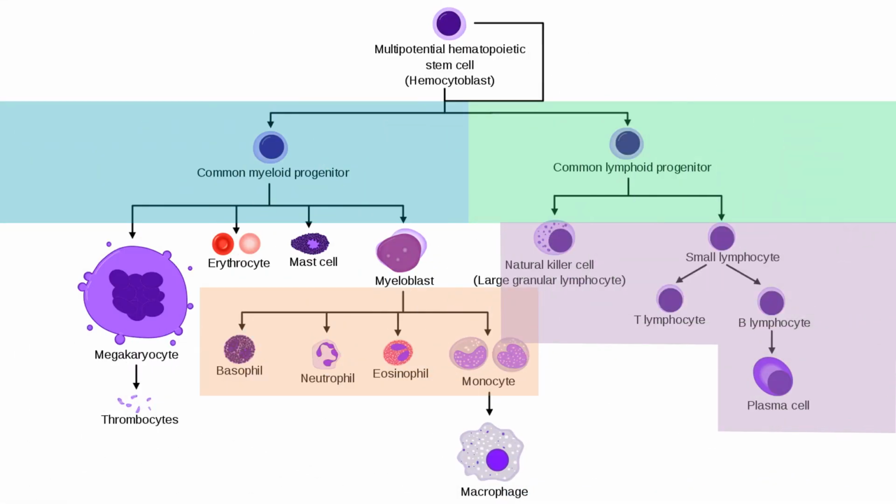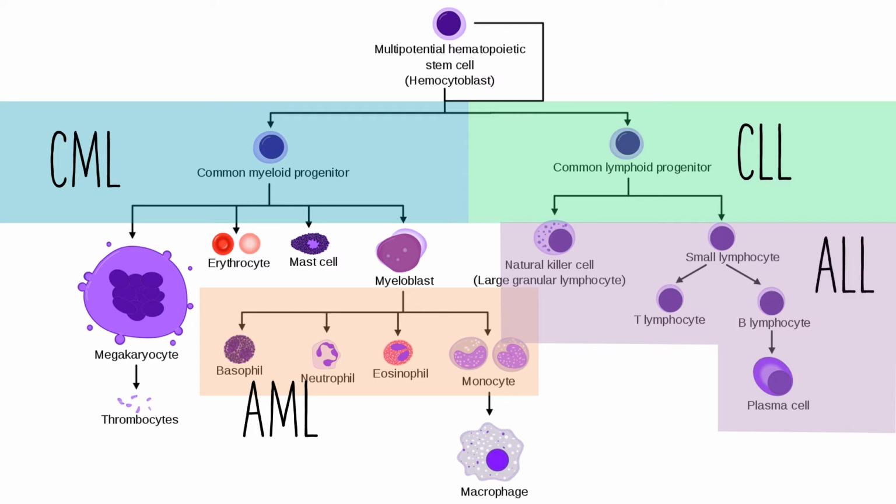You may now realise that you can separate the cancers according to how differentiated they are and what type of cells they affect. You can see on the top left we have the chronic myeloid leukemias. In the top right, there's the chronic lymphocytic leukemias. You can see in the bottom left we have the acute myeloid leukemias, and again in the bottom right we have the acute lymphocytic leukemias.